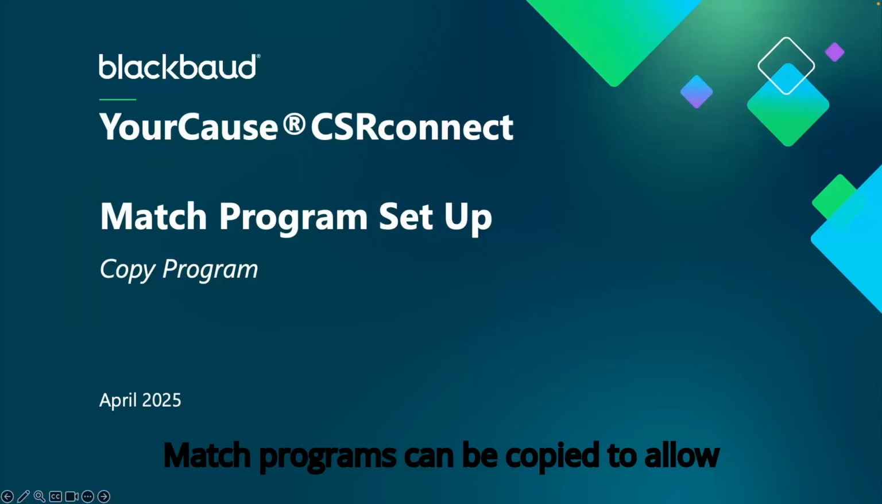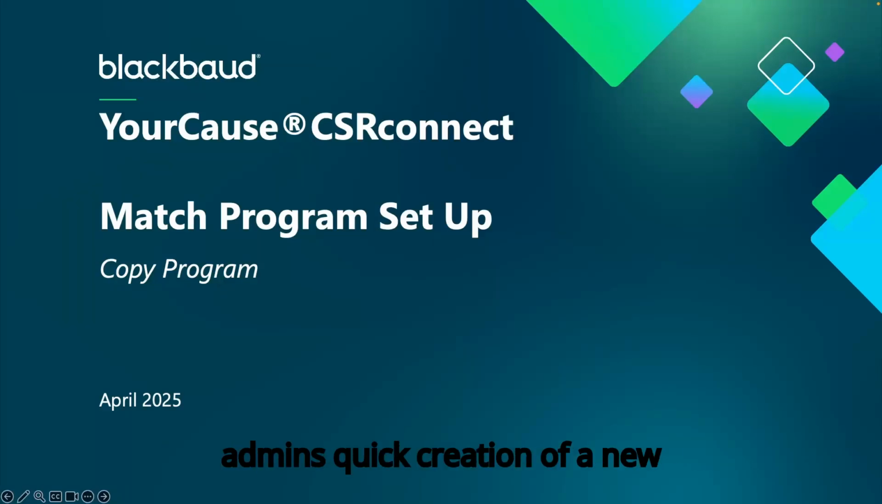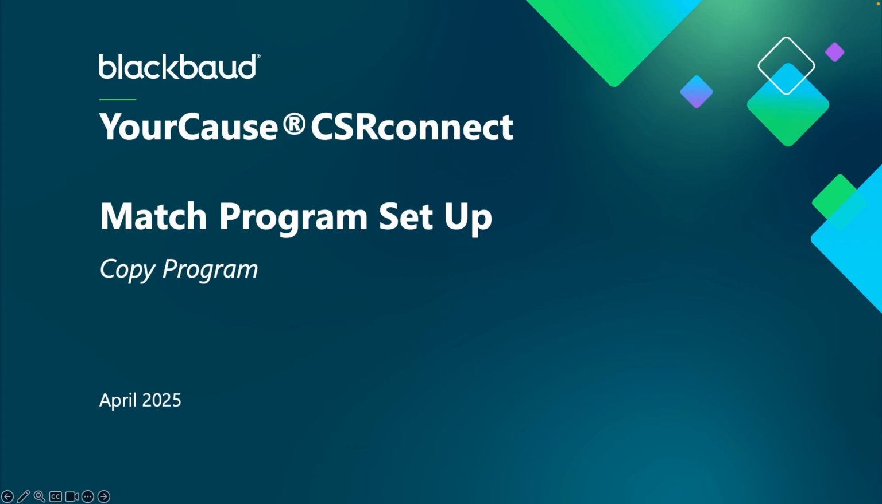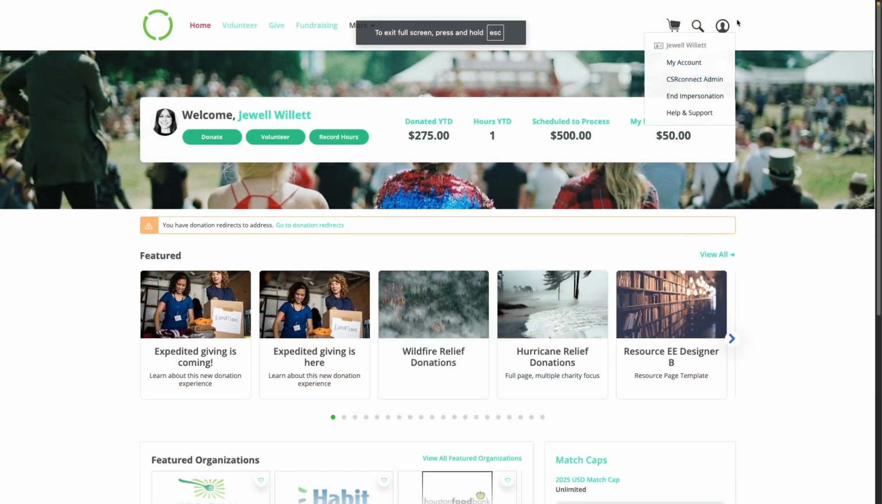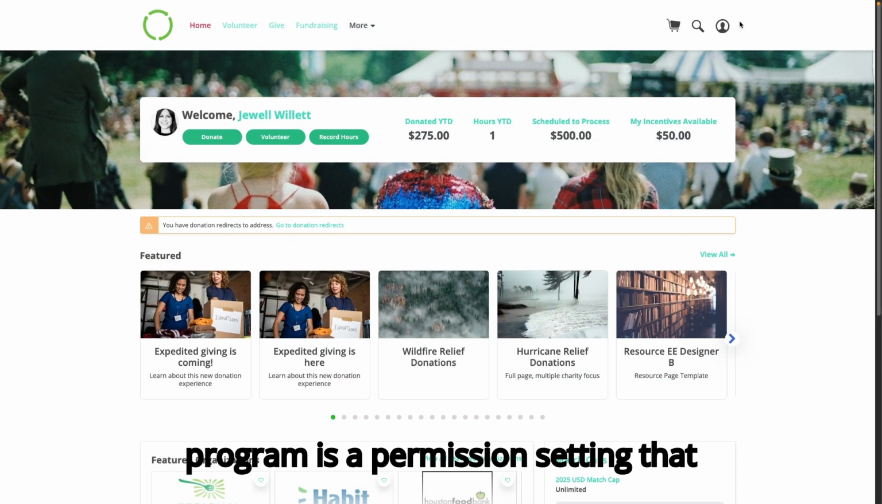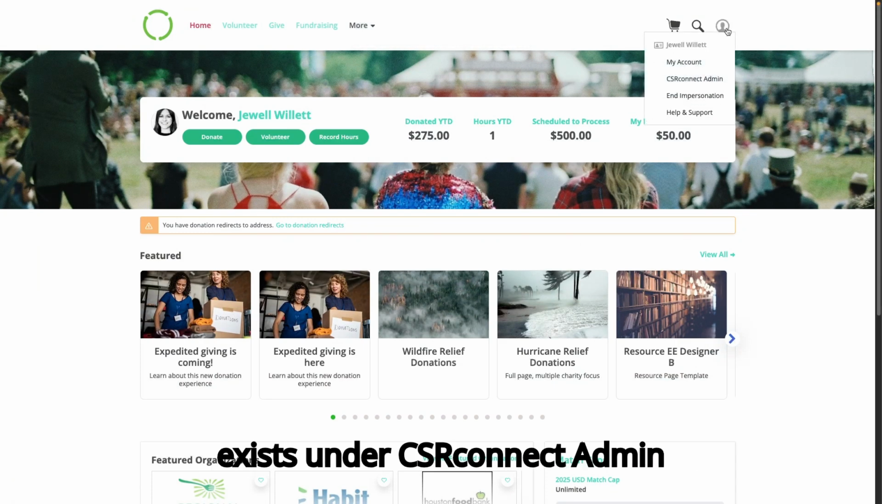Match programs can be copied to allow admins quick creation of a new program by making minimal changes to an existing program. This could be used for end of the year setup or as an urgent response. The ability to copy a match program is a permission setting that exists under CSRconnect admin portal.